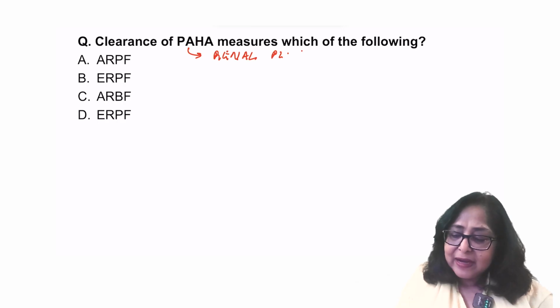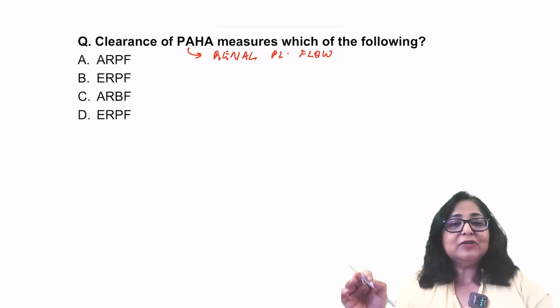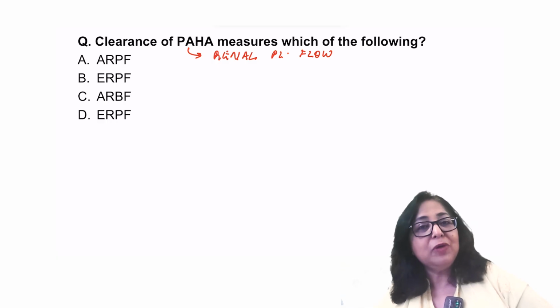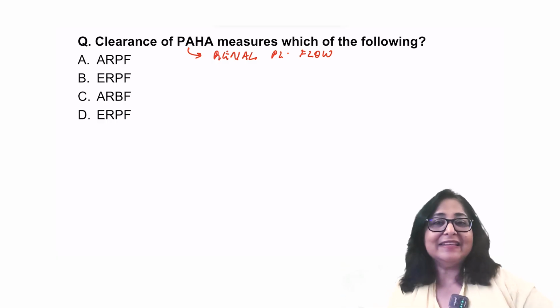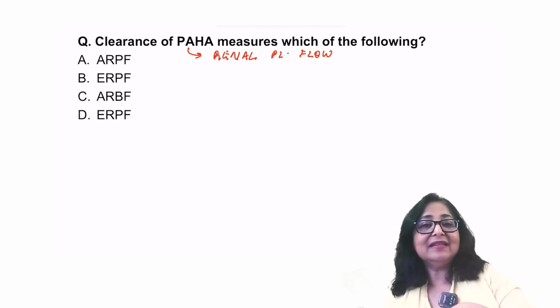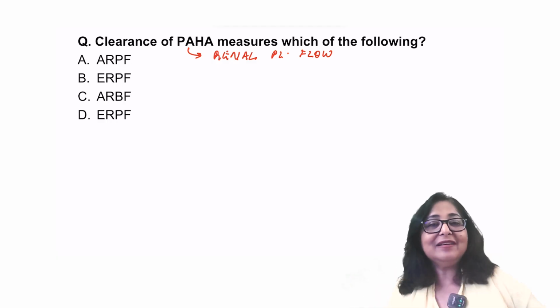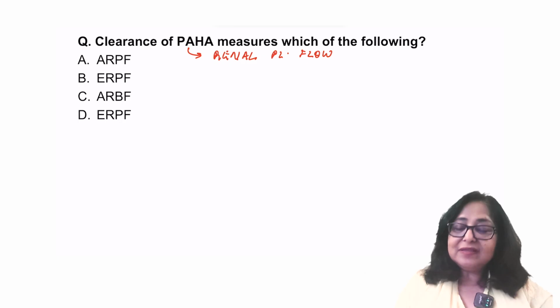We've discussed a little while earlier that clearance of inulin measures the GFR because inulin is a substance which is freely filtered, not reabsorbed, not secreted. Para-aminohippuric acid, on the other hand, is completely secreted. So, the rate at which para-aminohippuric acid is removed from the plasma is the rate at which it enters into the kidney. So it measures the renal plasma flow.